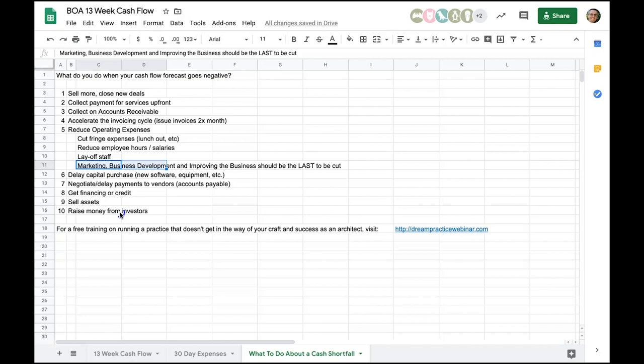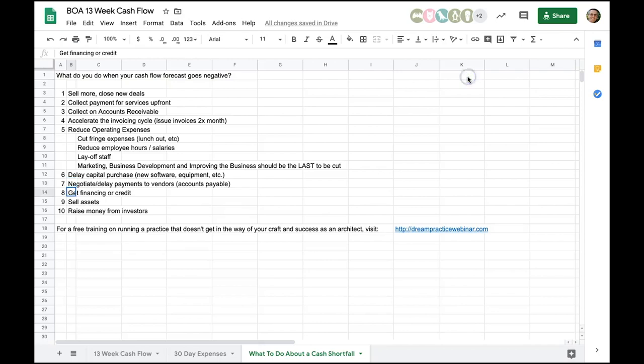Number six, you can delay capital purchases. You know, if you're going to buy something expensive, you can hold off on that. Number seven, negotiate or delay payments to vendors. So you may have a chat with your landlord saying, hey, this is a situation we're in. Can you help us out with this? You can also, I mean, if you're the firm owner, you can cut down on your personal expenses, right? And negotiate your personal payments.